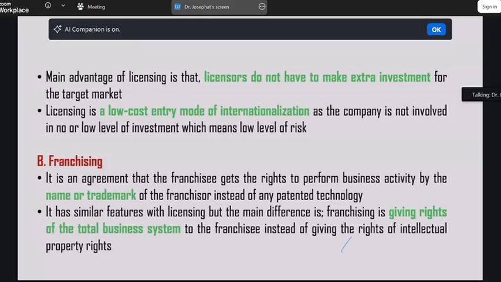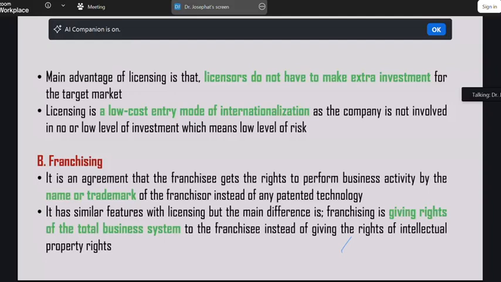The second one is franchising. This is an agreement where the franchisee gets the right to perform business activities by the name of the trademark of a franchisor, instead of any patented technology. It has similar features with licensing, but the main difference is that franchising gives the right of the total business systems to the franchisee instead of giving the right of intellectual property rights.